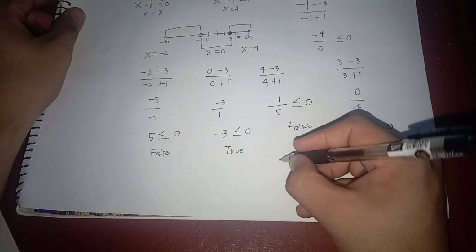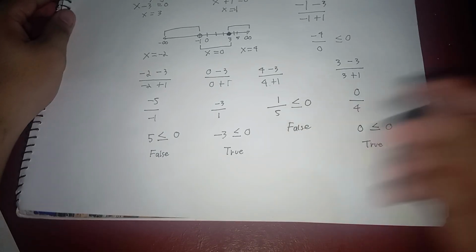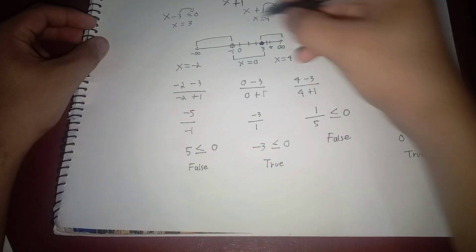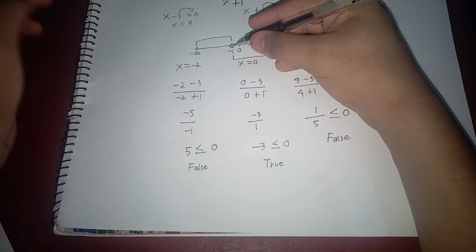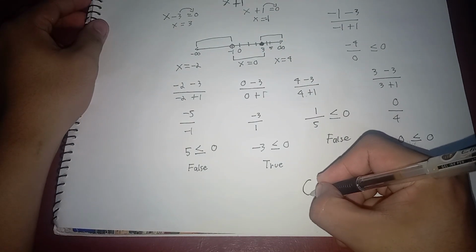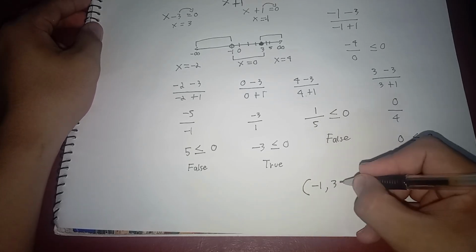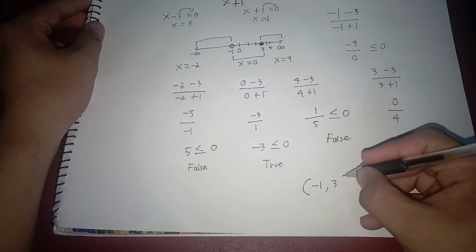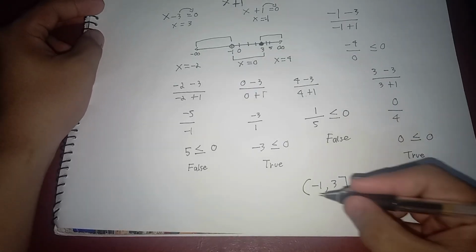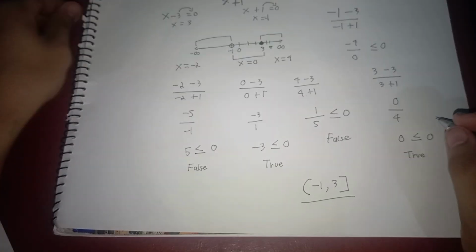Now then we're just gonna write the answer in interval notation. Since negative 1 is not included, we're going to be using a parenthesis. Just gonna put negative 1, comma, and then 3. 3 is included, so we're gonna put in a bracket, just like that. Now this is the answer. This is how you solve rational inequalities.